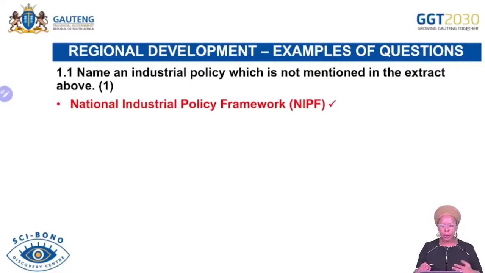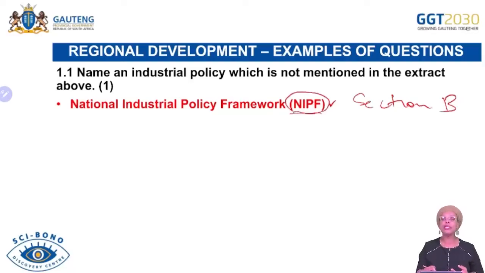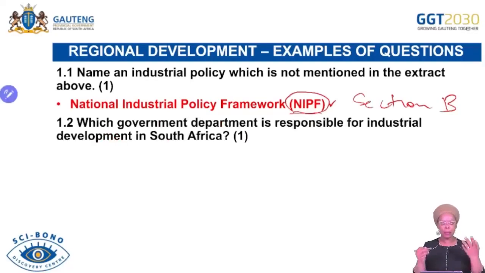Name an industrial policy which is not mentioned in the extract above. One that is not mentioned is the National Industrial Policy Framework. And because this is a Section B question, in Section B, you are allowed, even in Section C, you are allowed to use acronyms. It's simply 1 mark.